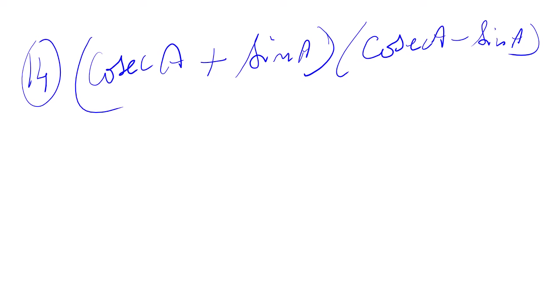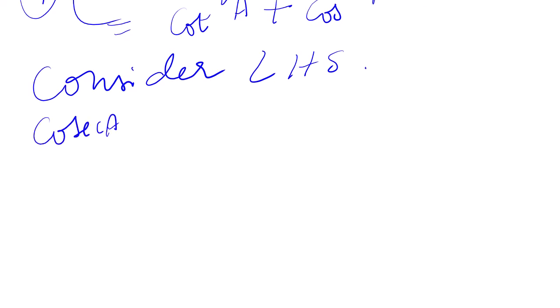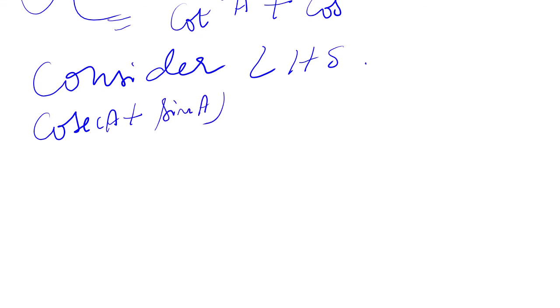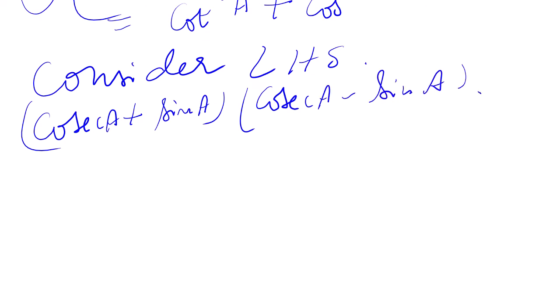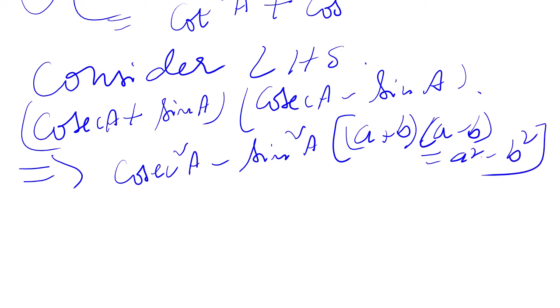Cosec A plus sin A into cosec A minus sin A is equal to, we have to prove, cot square A plus cos square A. Okay, so again consider LHS, that is cosec A plus sin A into cosec A minus sin A. So this is of the form A plus B into A minus B, so that will be equal to A square minus B square, that is cosec square A minus sin square A. This is A plus B into A minus B is equal to A square minus B square.